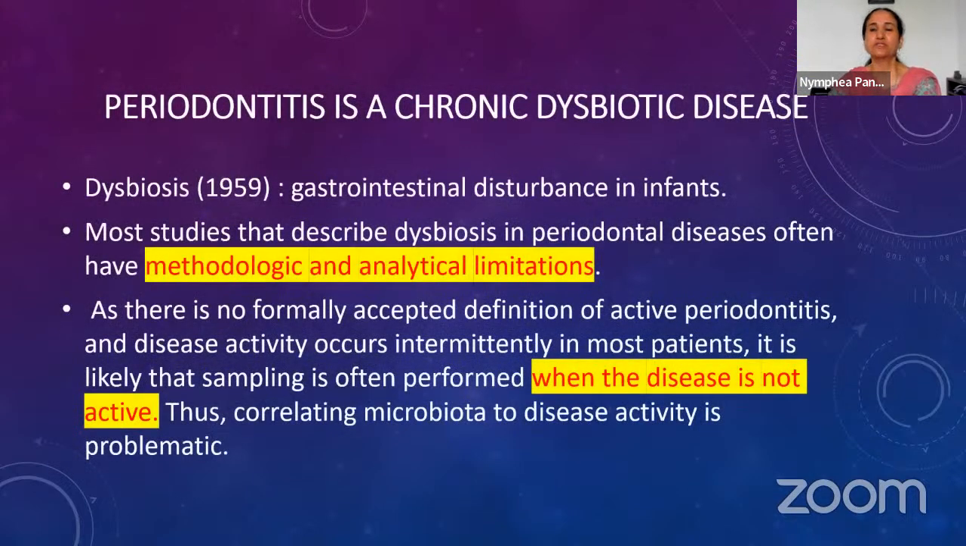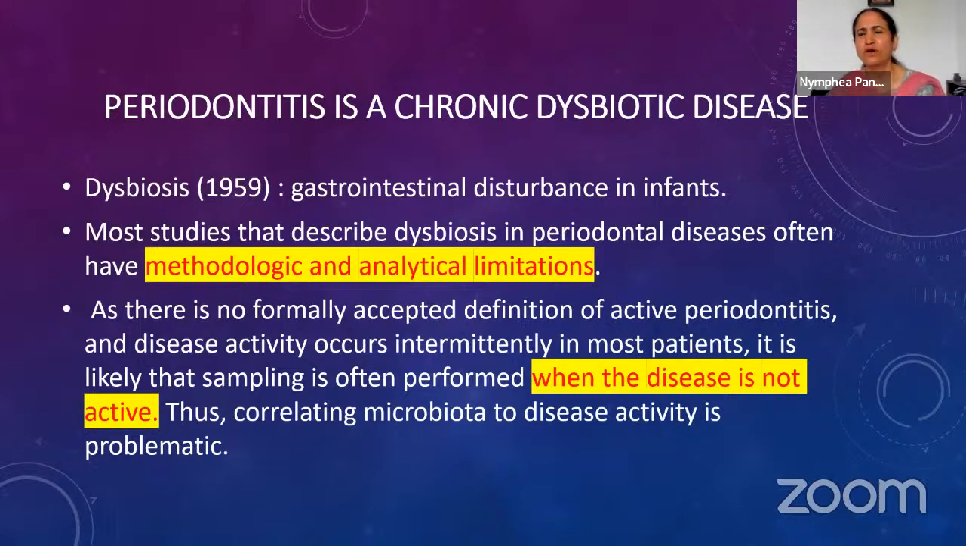So this concept was there for a long time, and this still explains some of the pathological processes that are going on. And where did this dysbiosis come from? How did we reach this, that we should extrapolate this onto periodontitis? This was the first term that was given in 1958, but that was not related with periodontitis. It was related with gastrointestinal disturbances in infants. But we are not able to put the same type of application in periodontitis, because most of the studies that have been done on dysbiosis have methodological and analytical limitations.